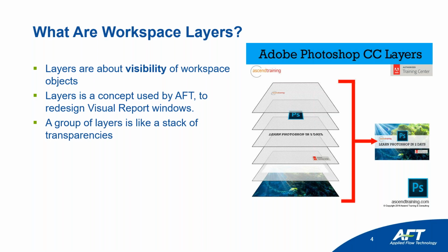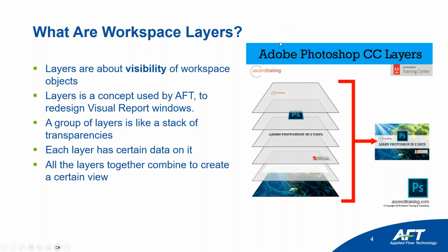So a group of layers is like a stack of transparencies. Here you have your model, and on top of it, you put the layers which have information, and you look from the top, and you'll see a view, and this view will depend on what information is available on each layer. Each layer has certain data on it. All the layers together combine to create a certain view.